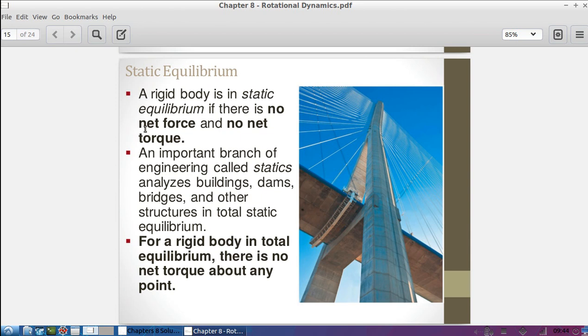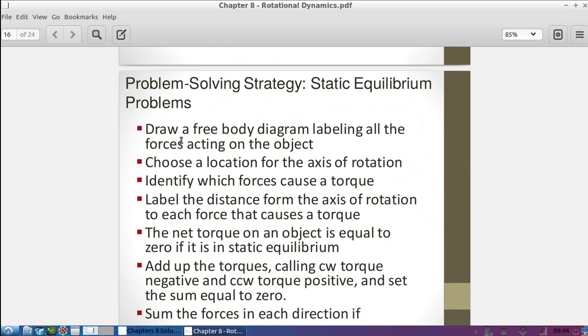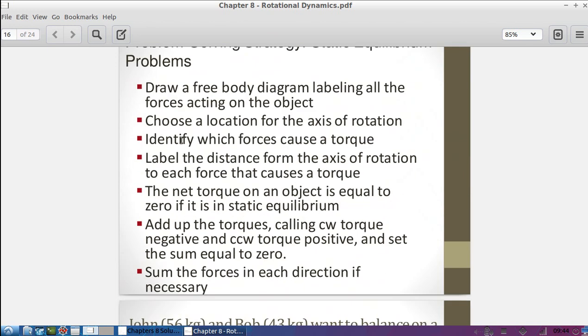Okay. So you can see by this definition that a lot of our techniques are going to be repeats of what we did in Chapter 4. Right? So we're going to use Newton's second law for linear motion, but we're also going to use Newton's second law for rotational motion to solve these types of problems. So again, no net force, no net torque, and the object is totally stationary. Right? No velocity, no angular velocity.